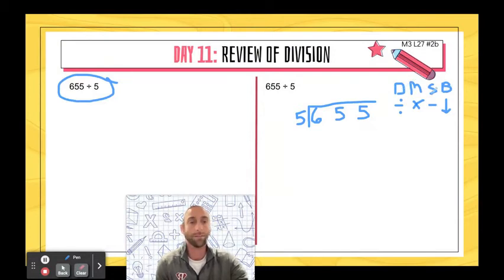Divide, multiply, subtract, bring down. When you're done bringing it down, go back to that first step. When you've done all of these and you wound up in your ones place, whatever's left over is your remainder. If you do not have anything left over, then you do not have a remainder.